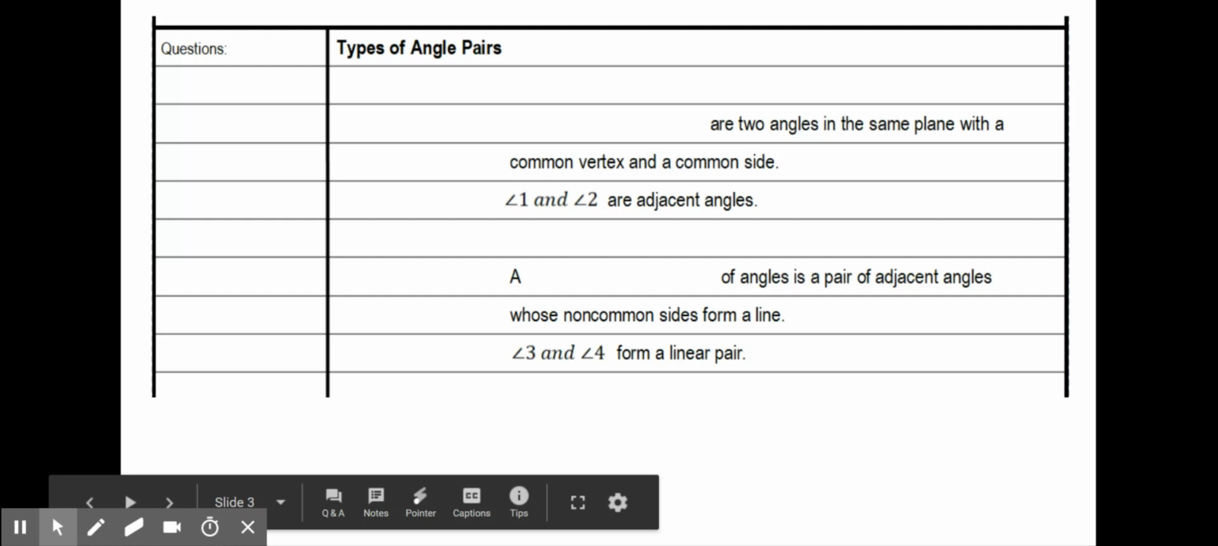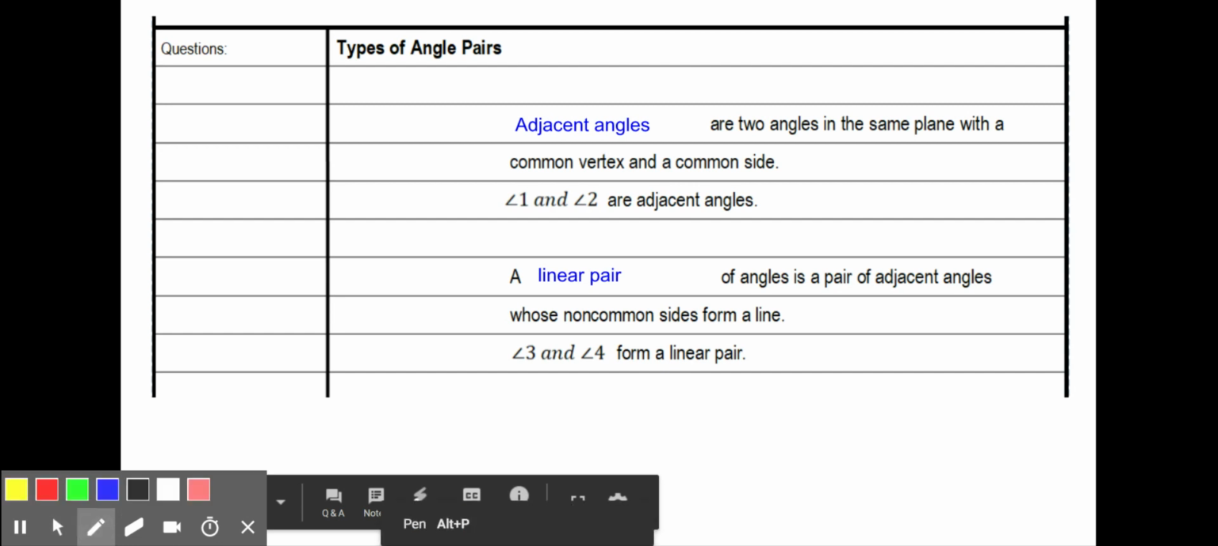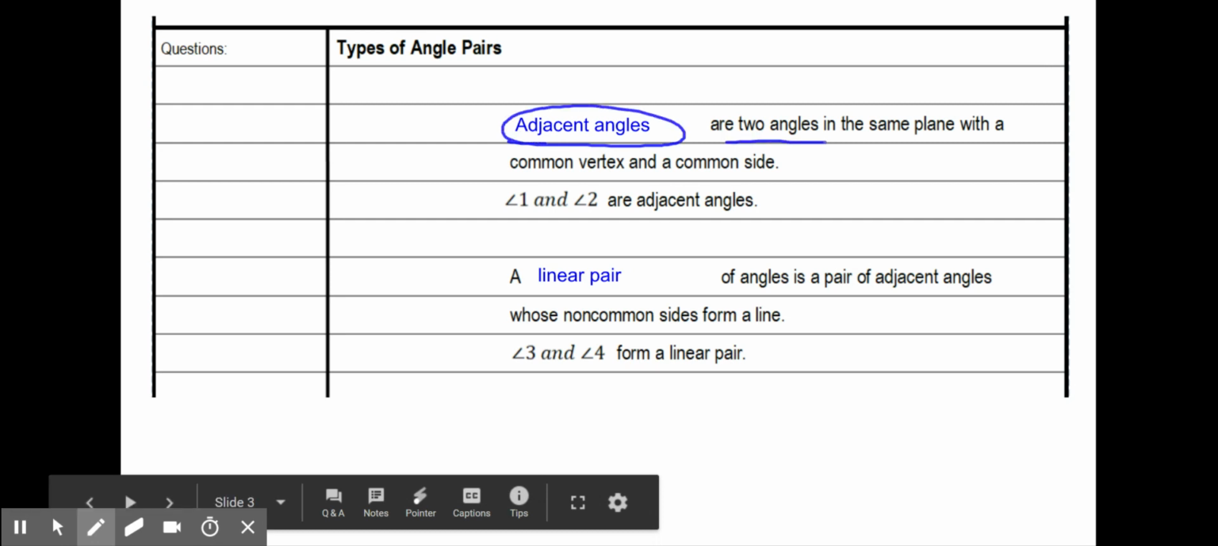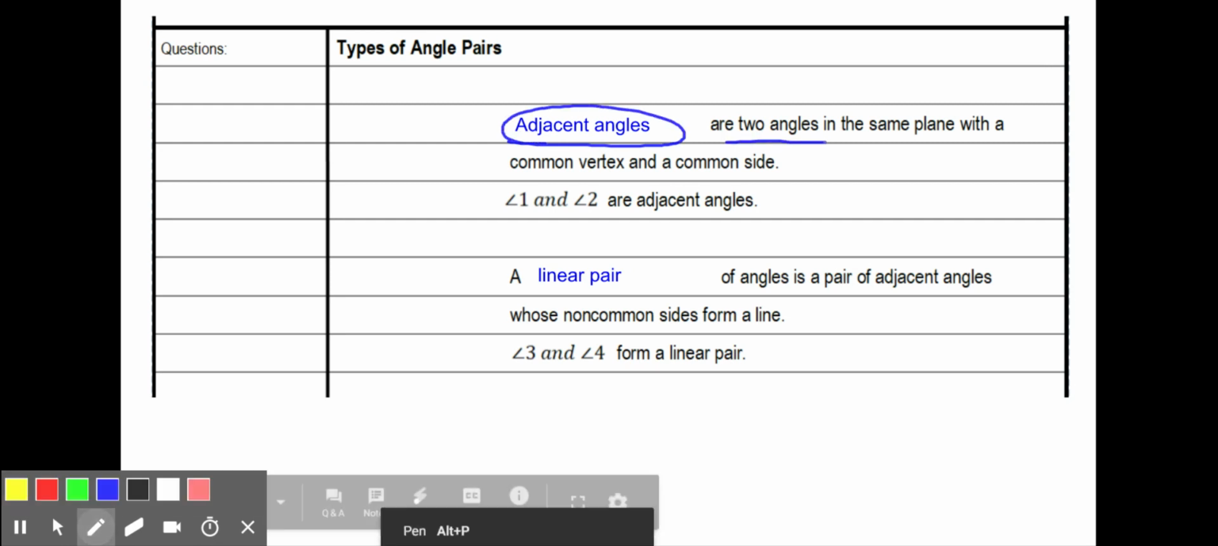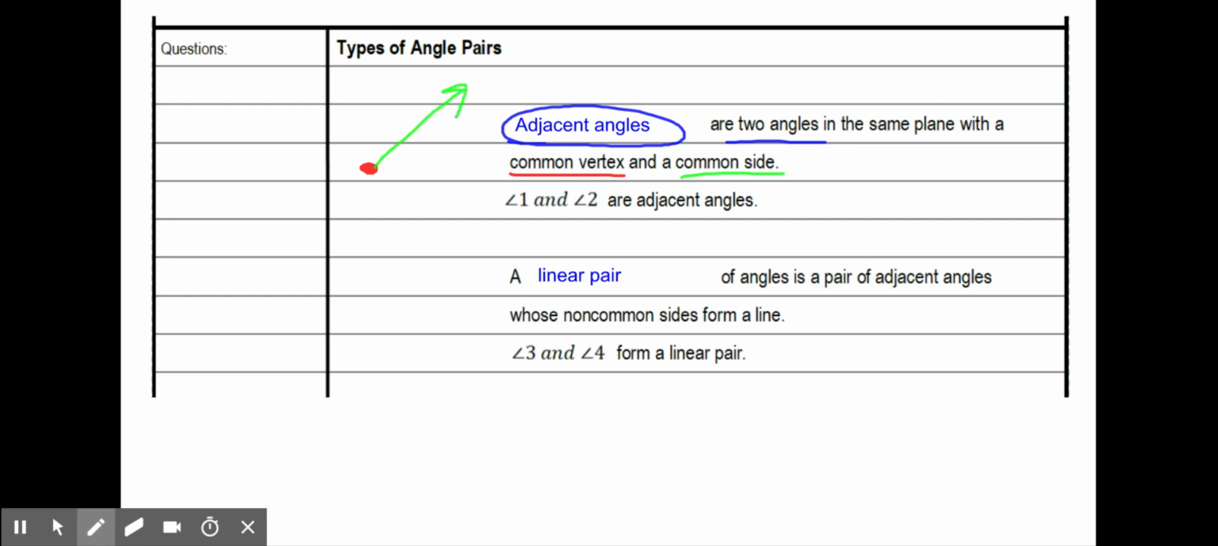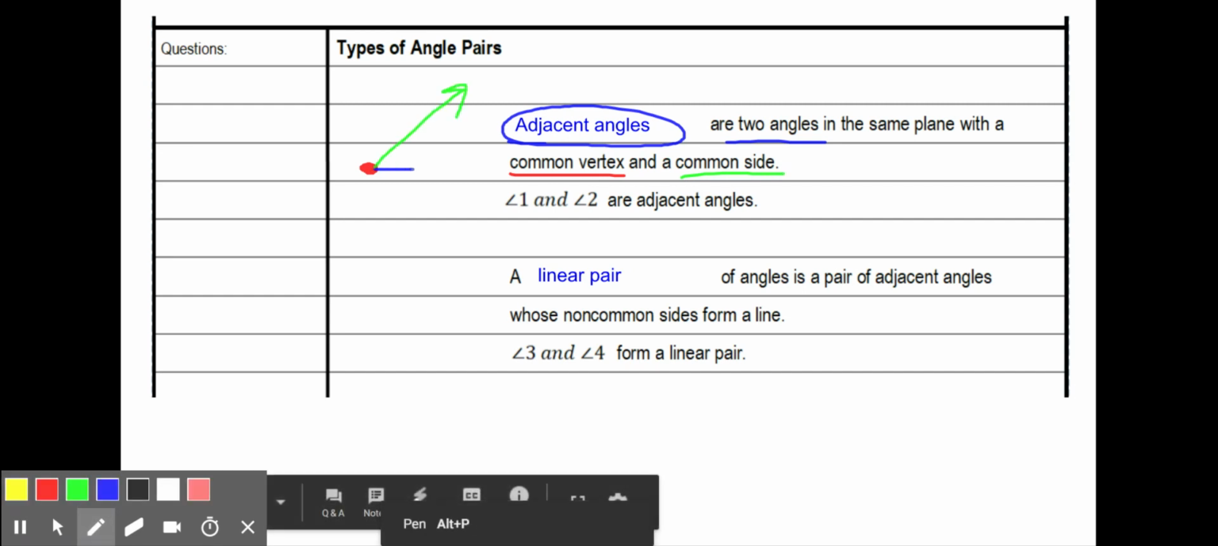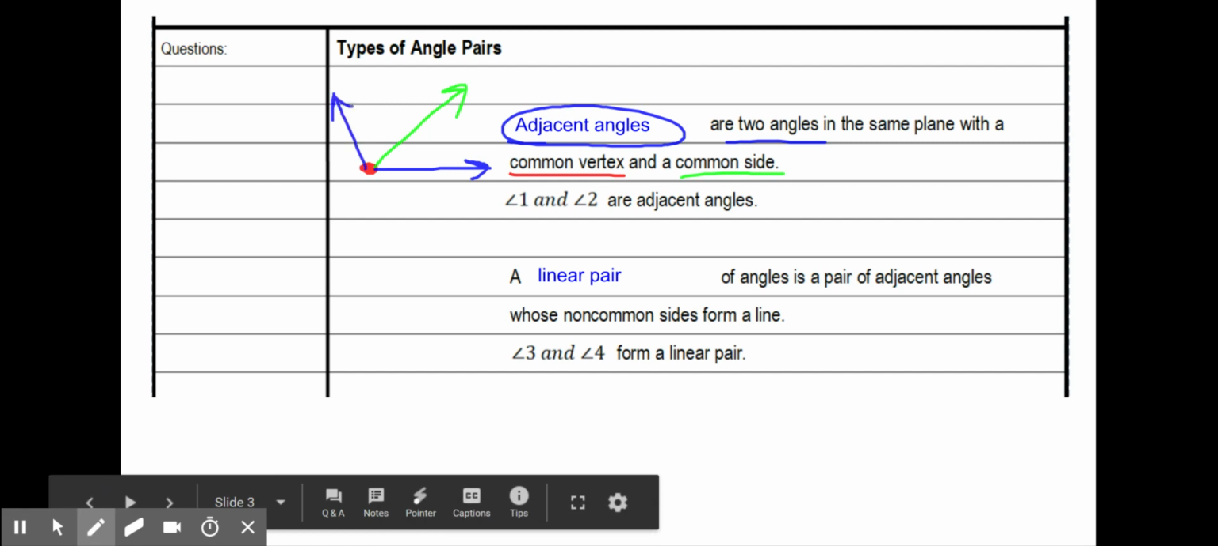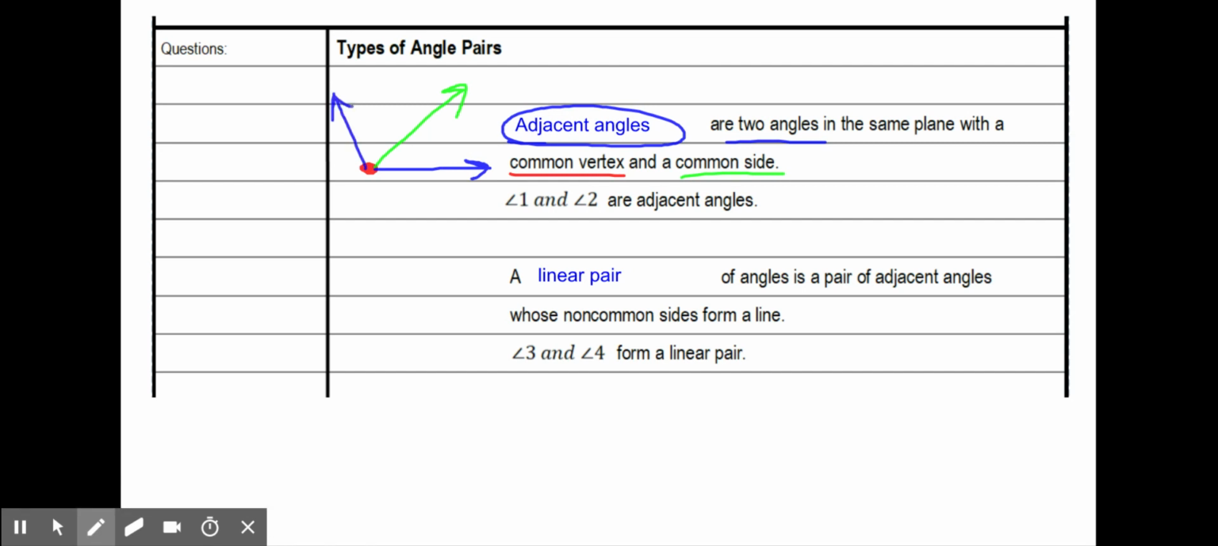There's two types of angle pairs. There's adjacent angles and a special type of adjacent angle called a linear pair. So adjacent angles are two angles in the same plane with a common vertex. So they both have a common vertex and they both share a common side. So I'm going to create adjacent angles, which are just two angles that are touching each other. So they share a vertex, they share an elbow, and they share a common side.